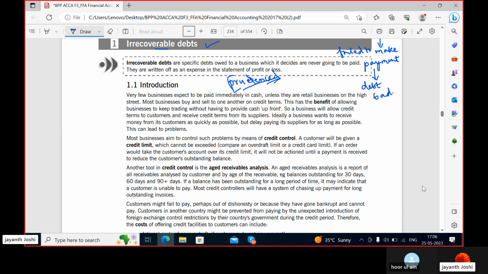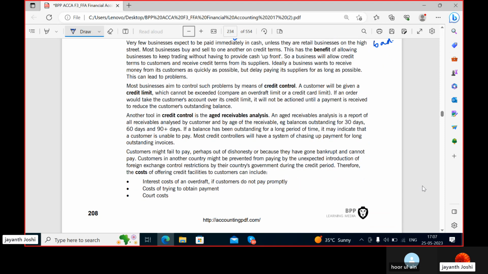But one thing is always to be remembered, that when you are providing credit facilities, you should keep 2-3 things in mind. First thing, you should receive the money from the customers as quickly as possible. Second thing, you should put a credit limit on the customer, like this is the amount up to which I can give you credit. Beyond that, I can't give you credit. And for that credit control is to be followed.